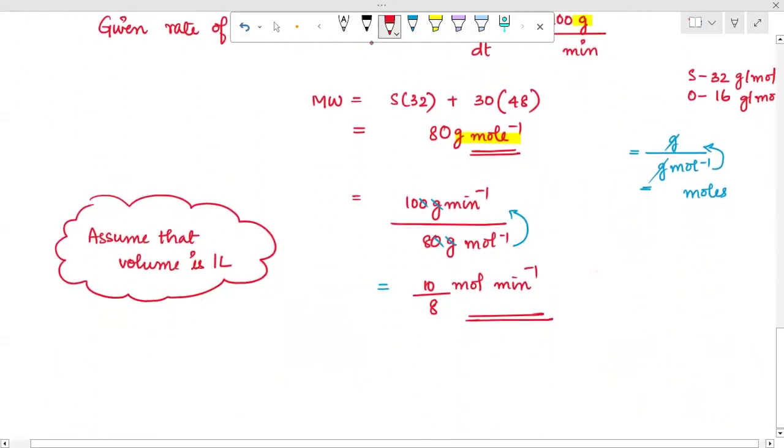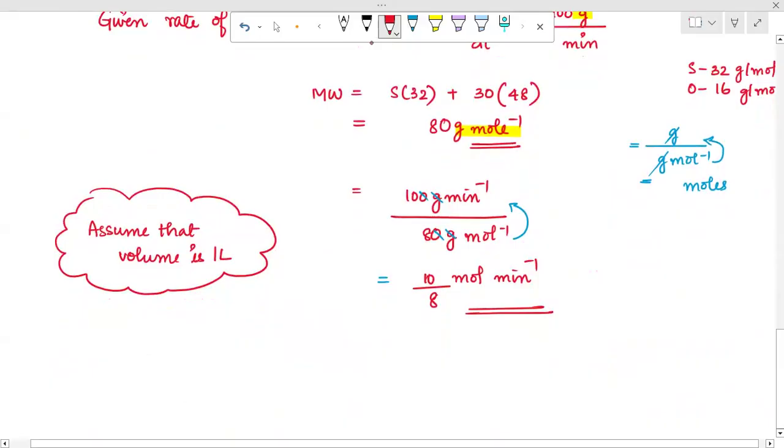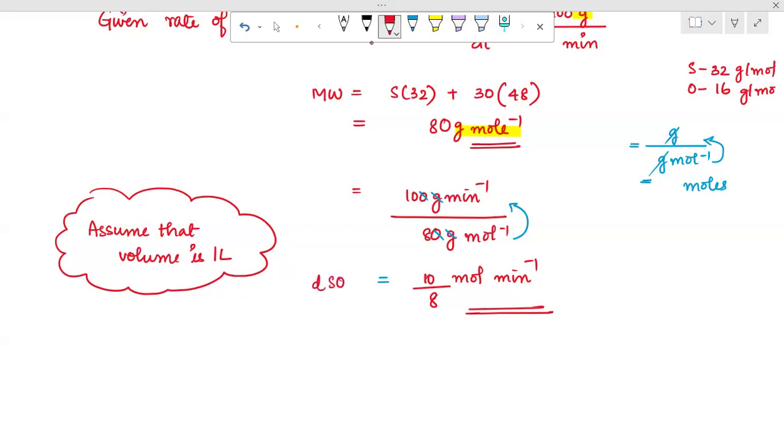That's it. Now, what we required is moles per liter per minute. As volume is not given, we'll assume that the volume is 1 liter. So it does not matter. Even if you write moles per liter per minute or moles per minute, it is the same, because the value of volume is 1. It does not matter even if you divide it by 1. Okay, so this is done. We got the formation rate of SO3 in moles per minute.